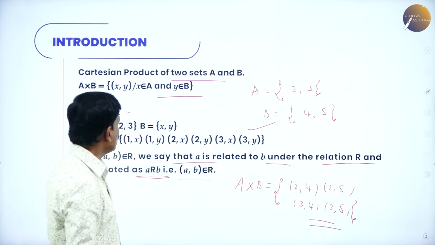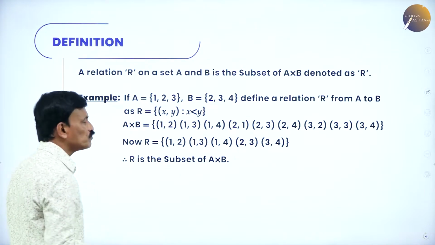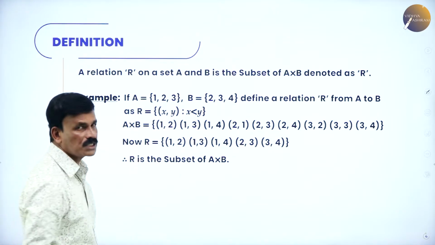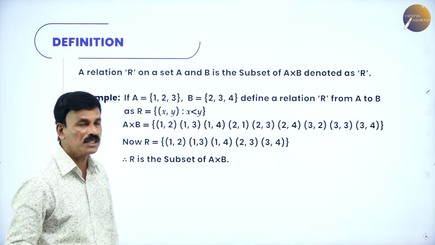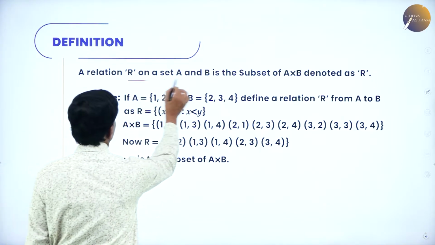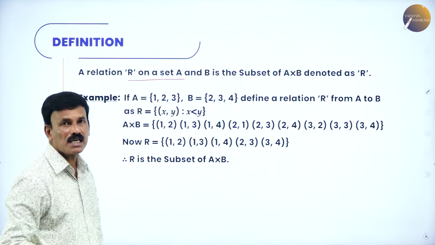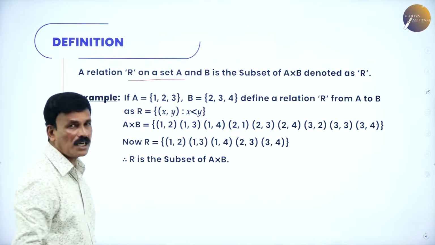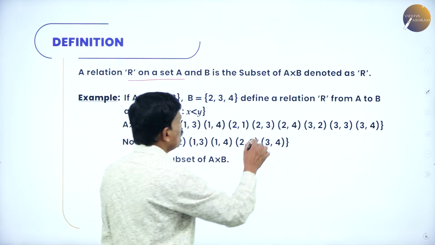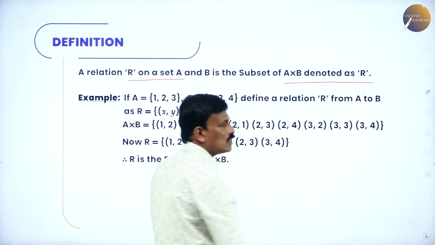Now let us come to the relation. Now let us know the definition of a relation. A relation on sets A and B is a subset of A cross B, and it is denoted as R.